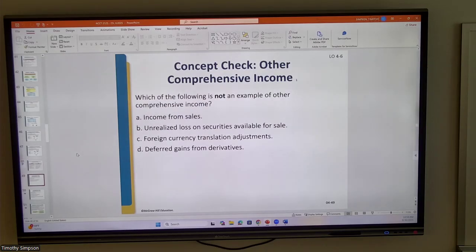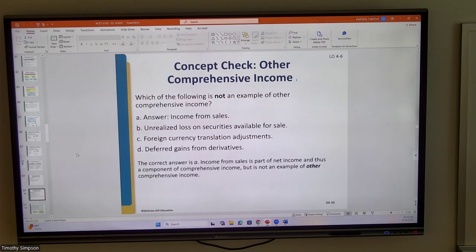Okay. All right. Quick quiz. Other comprehensive income. Which of the following is not an example of other comprehensive income: income from sales, unrealized loss on securities available for sale, foreign currency translation adjustments, deferred gains from derivatives? Well, the answer is A, income from sales. Income from sales is simply part of operating activities, and it's part of net income, but it's not really an example of other comprehensive income.